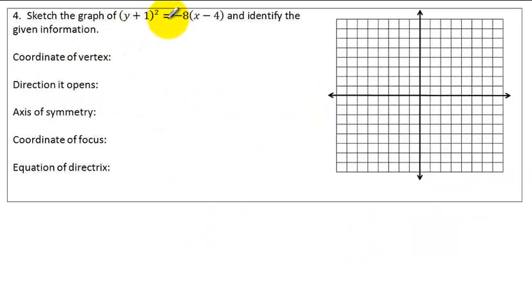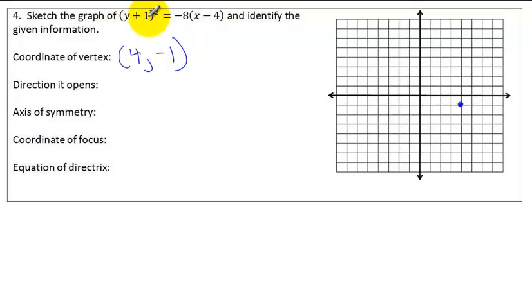All right, number 4, we're graphing a parabola. We've got a quantity squared here and nothing over here on the right. So what's the coordinate of the vertex? We have the x value here is a 4, and the y value is a negative 1. So let's go over here. 1, 2, 3, 4, and, oh wait, positive 4. 1, 2, 3, 4, and down 1. There's our vertex.